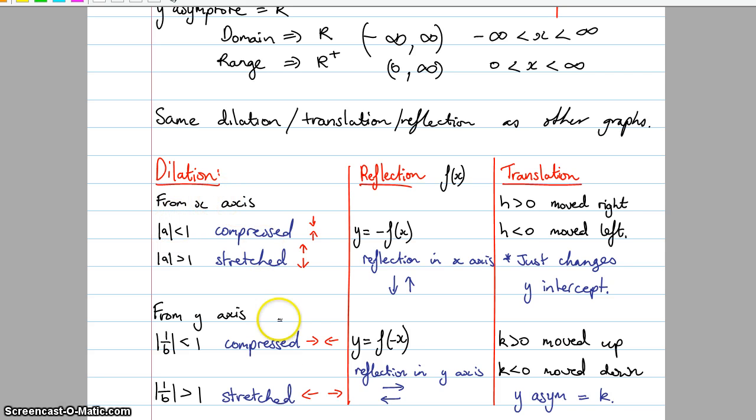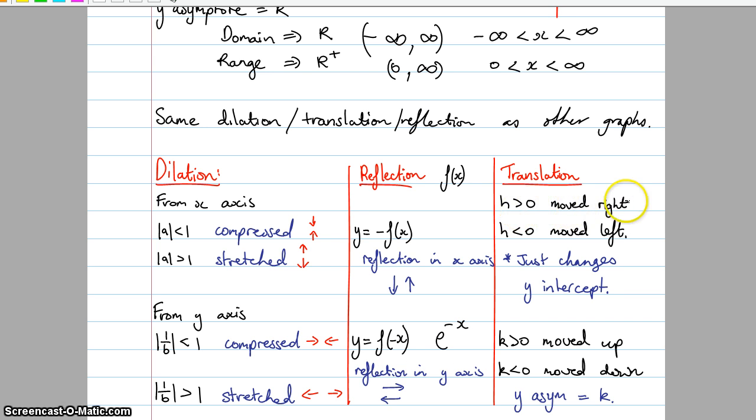If a is less than 1, it's compressed, otherwise stretched. From the y-axis, b is a bit trickier because it's 1 divided by b, but it can be either compressed toward the y-axis or stretched away from the y-axis. The reflections: you can reflect it in the x-axis, which flips it vertically. Or you can have a reflection in the y-axis if the negative is inside the power. We'll see that later on, but this would be e to the negative x. That would mean that the graph is flipped about the y-axis.